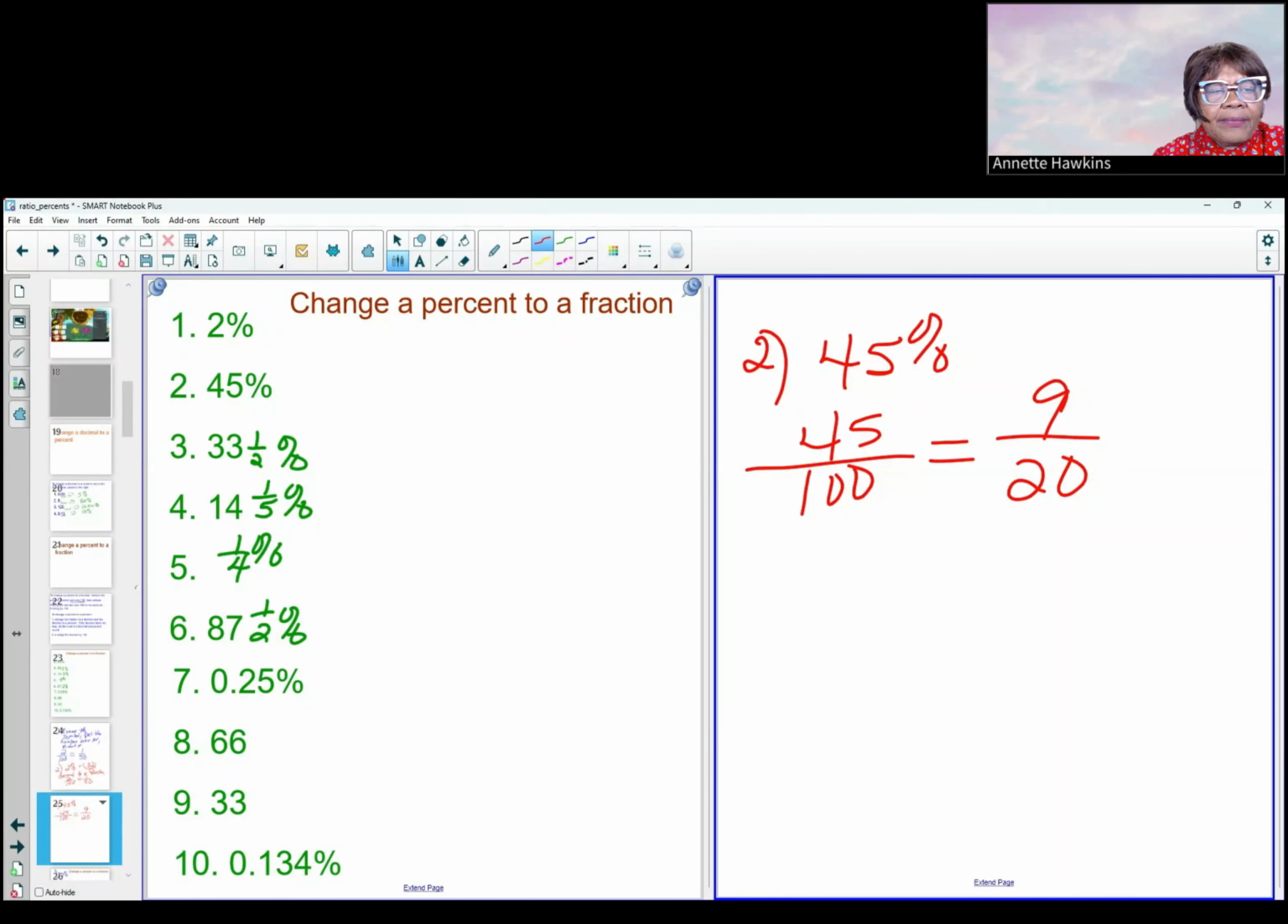Okay. All right, let's look at number 3. 33.5%. Now, do not draw up on me. Just stay calm, flat-footed. You got this. We're going to stick with the rule. The rule says to put this over 100.